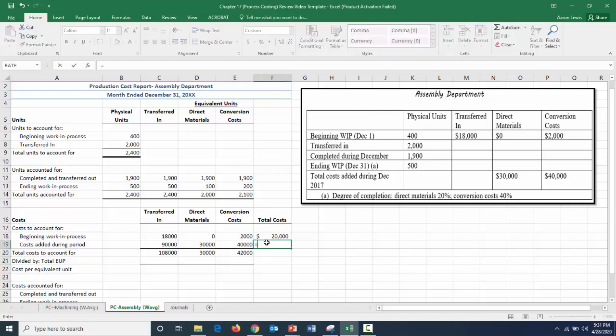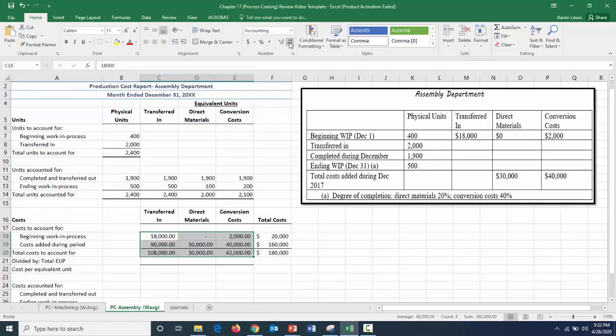Our costs added during the period were equal to the sum of the cost transferred in plus our cost for direct materials and our cost for conversion costs. Comes out to be $160,000. And if we do the math really fast right here, we see that $20,000 plus $160,000 is $180,000. $108,000 plus $30,000 plus $42,000 also, as we'll see, equal to $180,000.